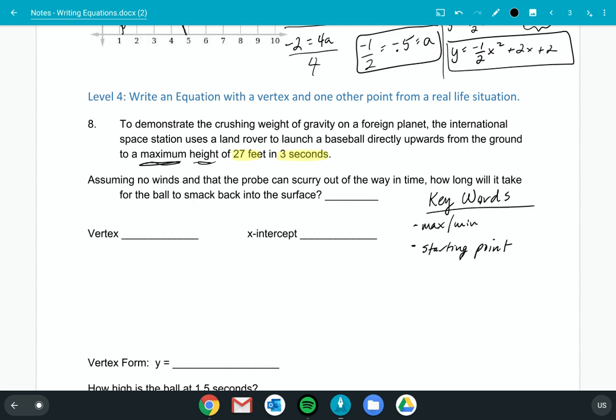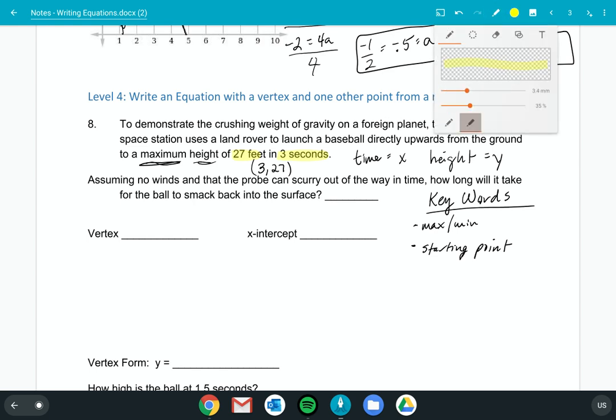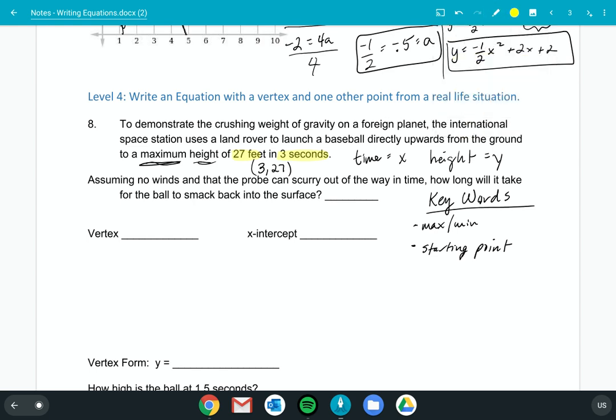Now, we've got to keep in mind, we're talking about seconds and feet for a height. So keep in mind, okay, time is going to be x, and my height is going to be y, just like the last problems we've talked about when we talked about height and time, okay? So I know here that my vertex is going to be 3, 27. Now, what they also told me is that where did I throw this from? Oh, I threw it from the ground.